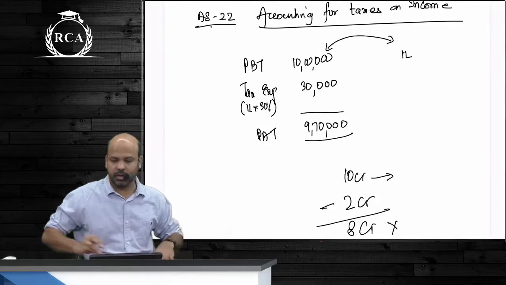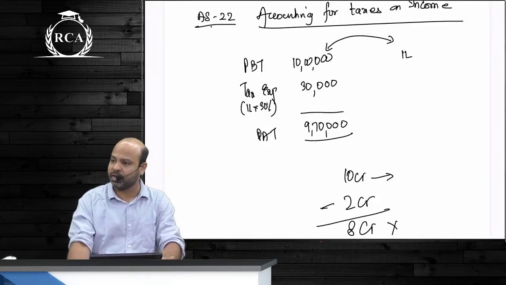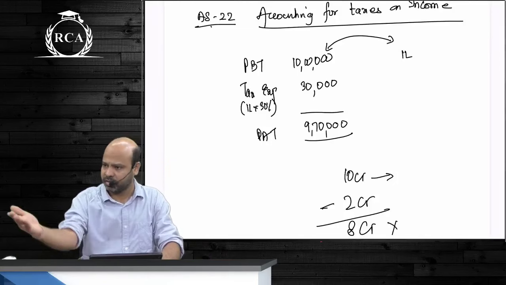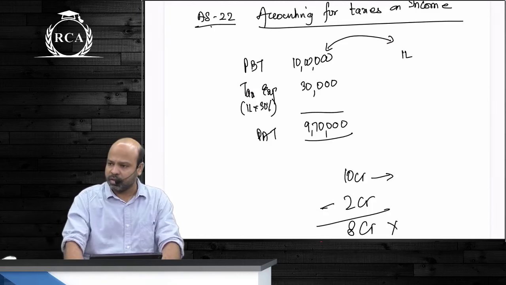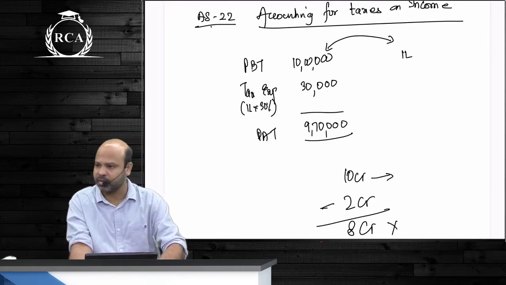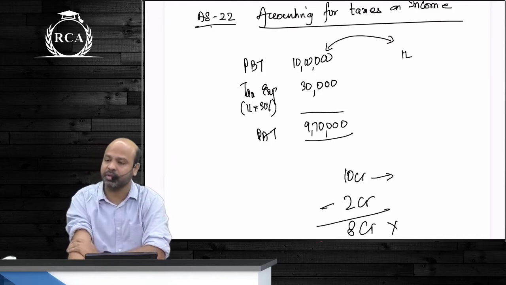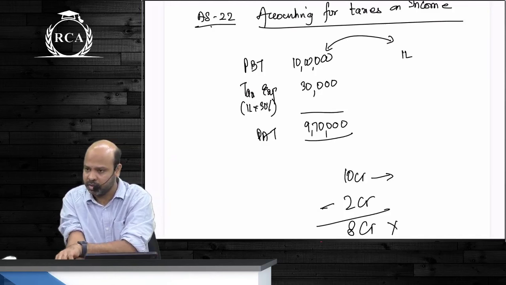So guys, let's quickly revise AS-22. AS-22 deals with accounting for taxes on income. For this, they should know that there is something called accounting income and taxable income. Accounting income is the amount of income that you're reporting in your books of accounts as per the accounting principles that are given under accounting standards.